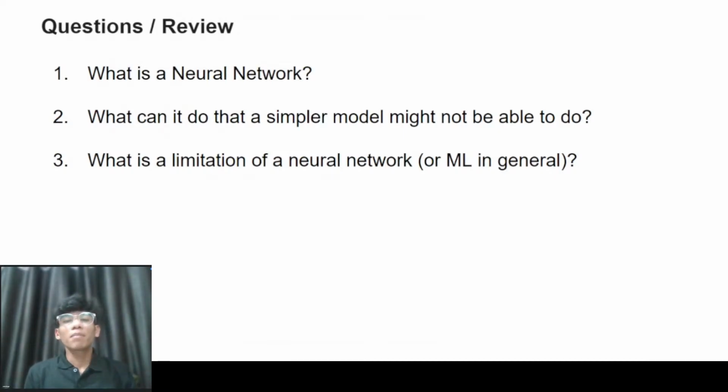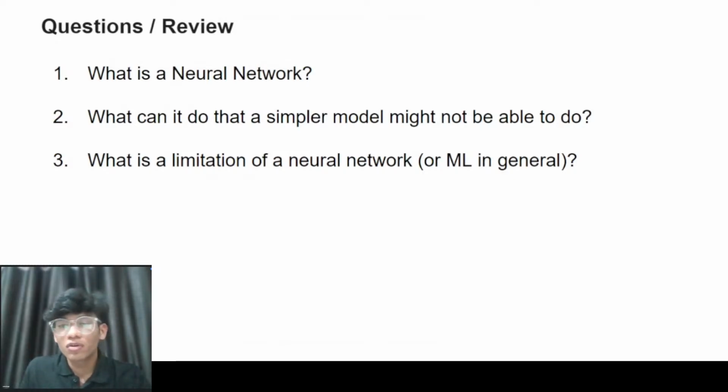Second, what can it do that a simpler model might not be able to do? The simpler machine learning models fail to work, or do not perform that well, on data like images, videos, audios, and text. The neural network performs greatly on that.